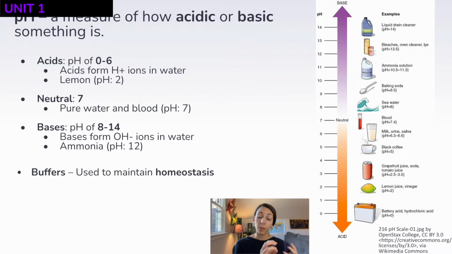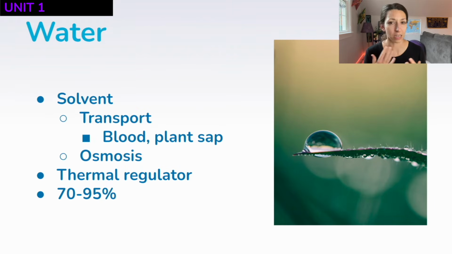But just remember that lower values on the scale are going to be more acidic, higher values are going to be more basic. Buffers sometimes get involved, and they're used to maintain homeostasis, which is the internal balance of an organism. In different organisms, 70 to 95% of their body structures is actually made up of water. And in humans, water's unique properties contribute to homeostasis and our survival as well.